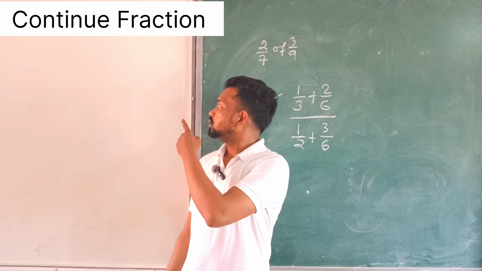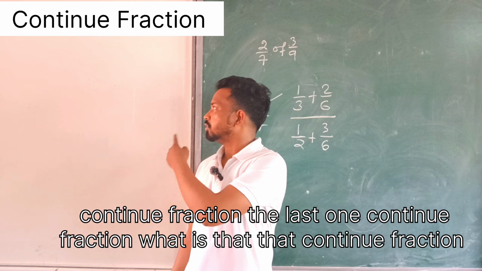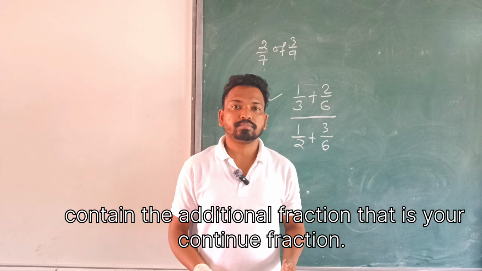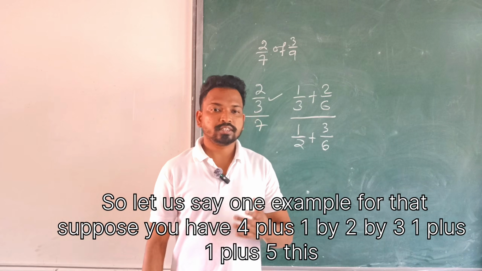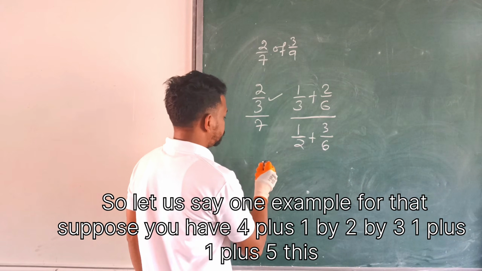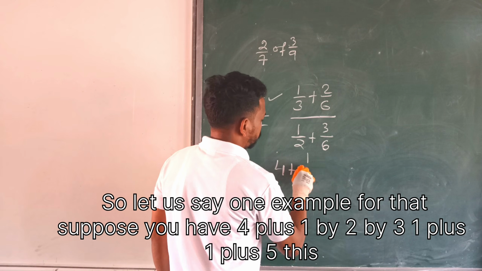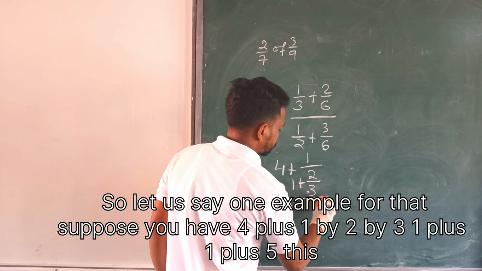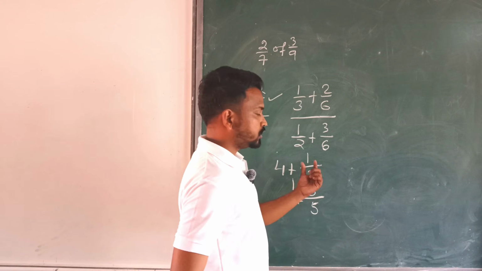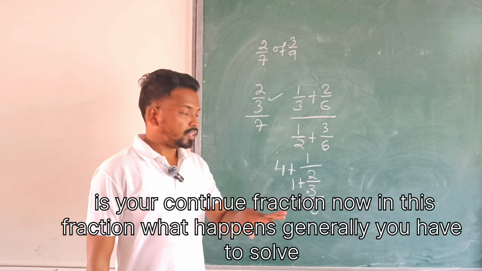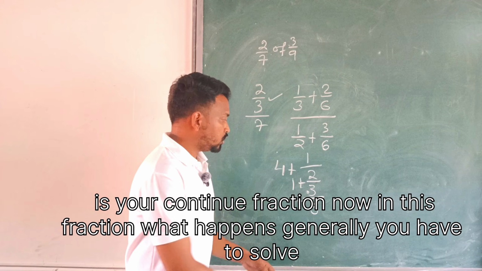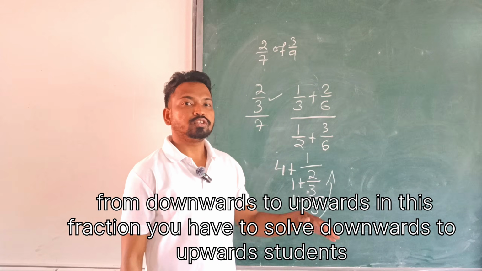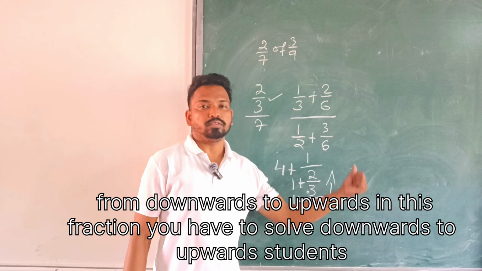You can see the continuous fraction. The last one, continuous fraction. What is that? A continuous fraction contains an additional fraction. Let's see one example for that. Suppose you have 4 plus 1 by 2 by 3, 1 plus 5. This is your continuous fraction. Now in this fraction, generally you have to solve from downwards to upwards.